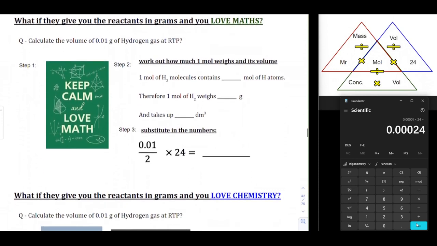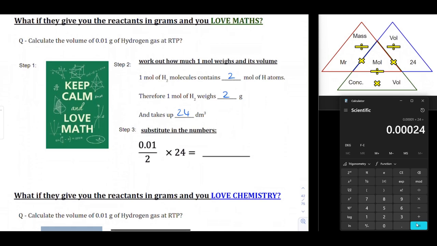So, calculate the volume of 0.01 grams of hydrogen gas at RTP. If you love maths, then you will like how this works out. The first thing that we need to do is work out how much 1 mole weighs and what its volume would be. So 1 mole of H2 molecules, or hydrogen molecules, contains 2 moles of hydrogen atoms because it's H2 and they're joined together in a compound. Therefore, 1 mole of hydrogen weighs 2 grams and takes up 24 decimeters cubed.